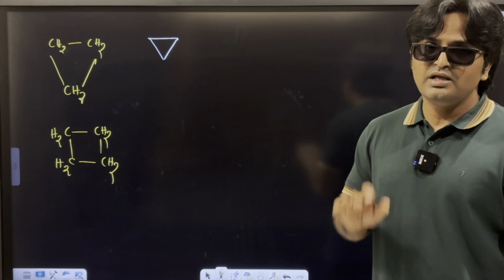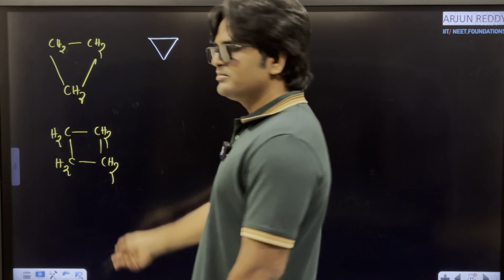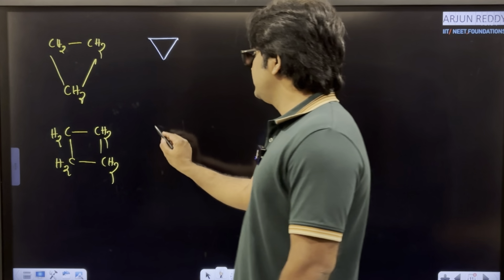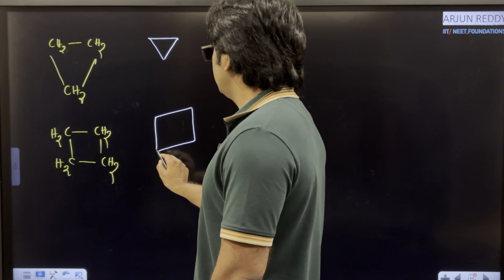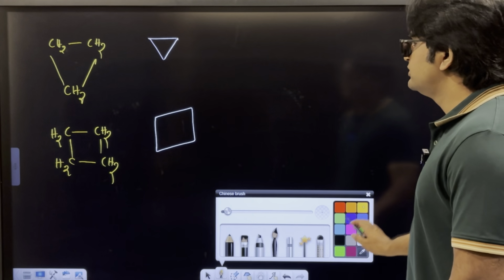I am not going to write hydrogen, carbon, and CH. That's it. Here four carbon atoms are there in the ring system, then simply you write that 4-membered ring system. Clear? That is the bond line formula. And come to another example.